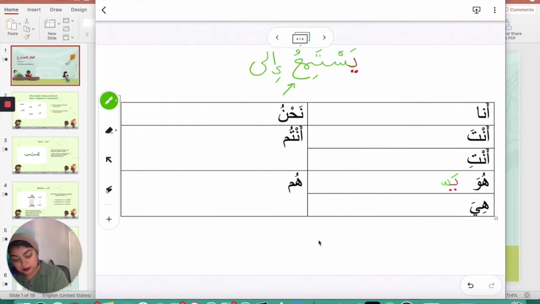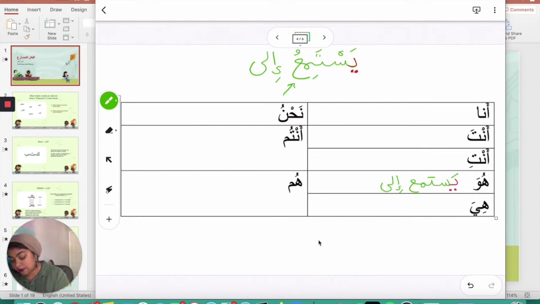So right here. هو. هو. يستمع إلى. He's listening to or he listens to. So you're going to pause and you're going to come back. Fill in the chart and then come back.